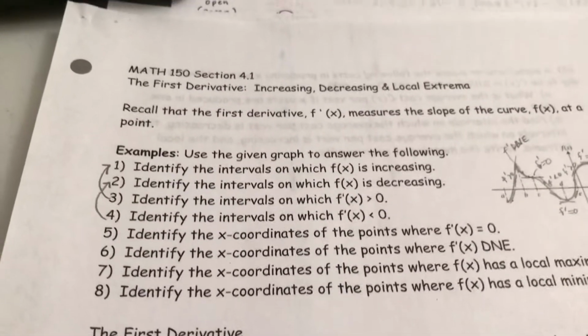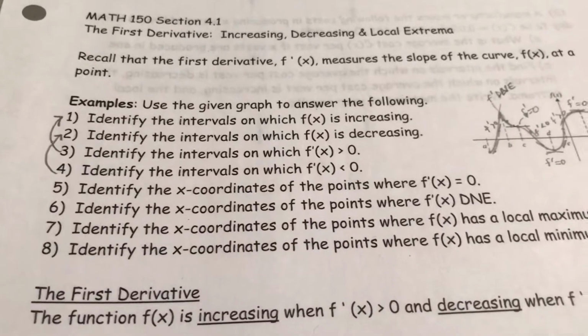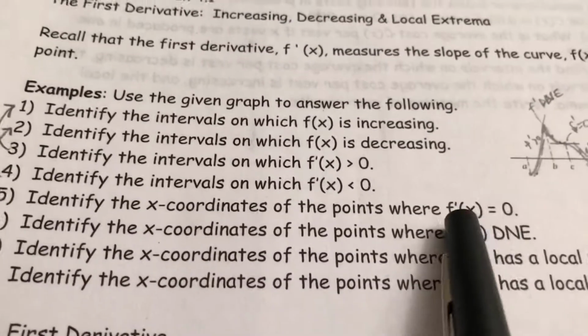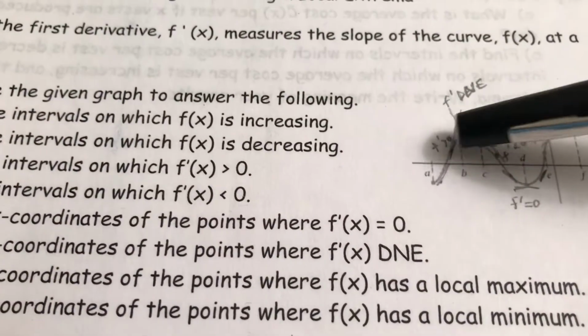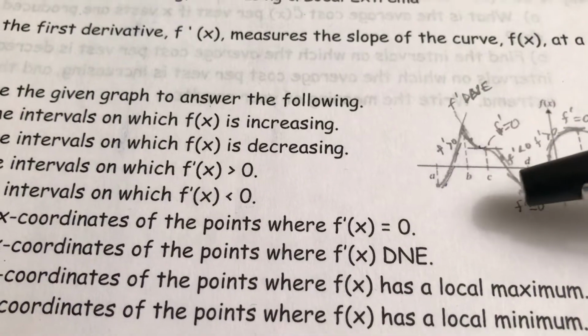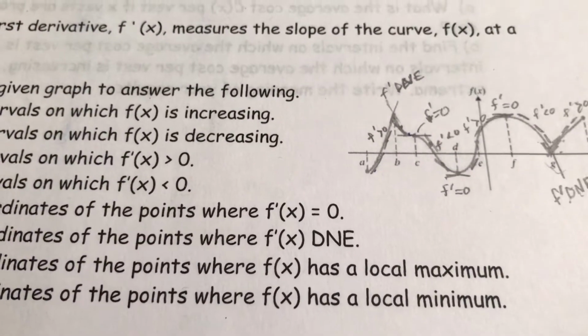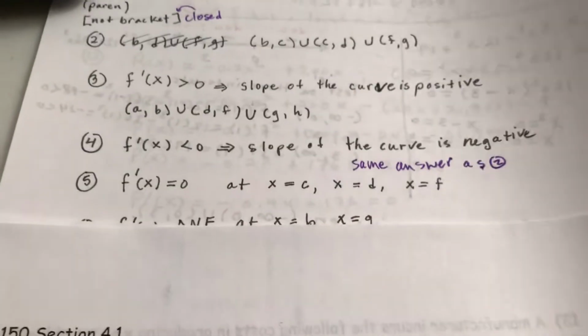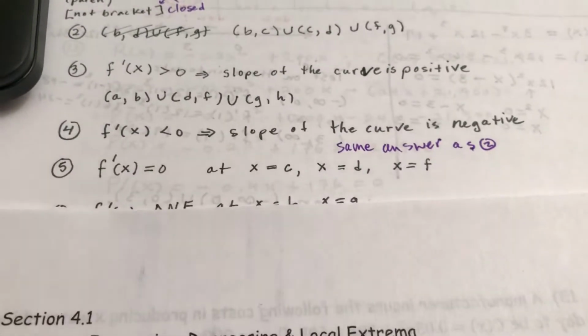All right, let's continue section 4.1. The next one, number 5, says identify the x-coordinates of the points where the derivative is 0. Well, we already looked at that. The derivative is 0 at this point at C, also at D, and at F. So those are 3 x values: x equals C, D, and F.